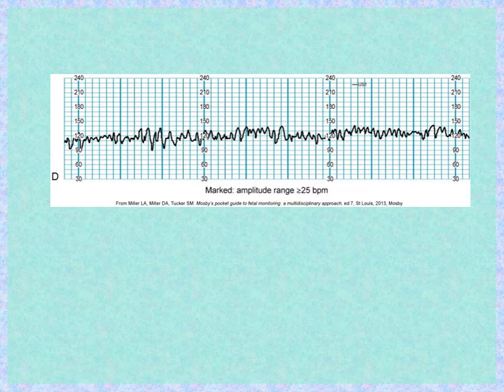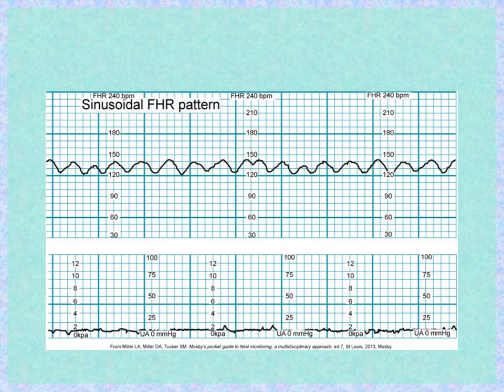In this slide, you see marked variability. The significance of marked variability is not entirely clear. On this slide, you see what is called a sinusoidal pattern. A sinusoidal pattern demonstrates a regular, smooth, undulating wave-like pattern. This is an uncommon pattern that is classically associated with severe fetal anemia. Variations of the sinusoidal pattern have been associated with chorioamnionitis, fetal sepsis, and administration of narcotic analgesics.